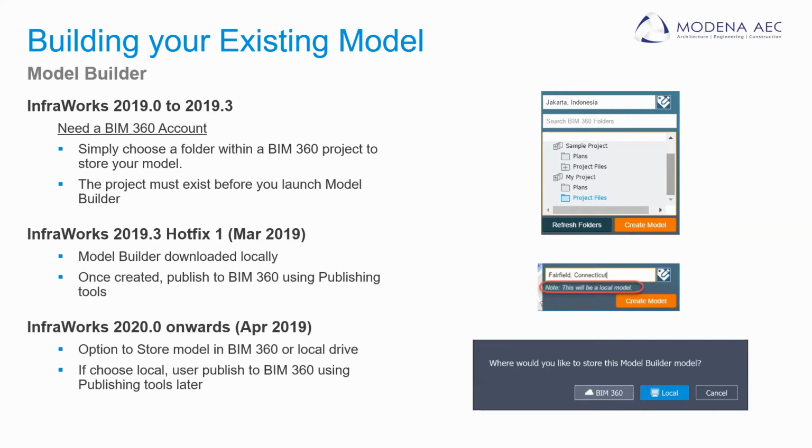Then Infraworks 2020 and onwards. Once you create your model, if you are signed in with your BIM 360 account and you receive your model back from cloud processing, it would give you the option to either store your model locally or in a BIM 360 project. You can also save it locally and then publish it to BIM 360 later using the publishing tools.